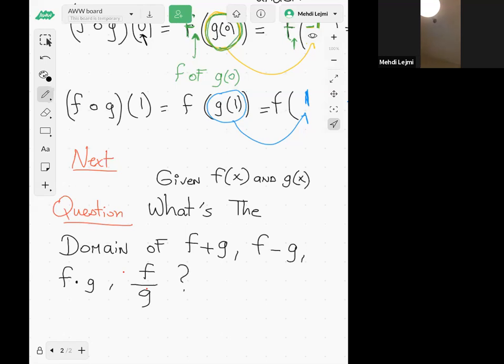Because now we know how to add, subtract, multiply, divide functions, the next thing we're gonna do is try to find the domain of these operations. And then of course next time we're gonna try to find the domain of the composition of 2 functions, okay? Because composition of 2 functions is harder, so I'm gonna keep it for the next time. But let's start with f plus g, f minus g, f times g, etc.